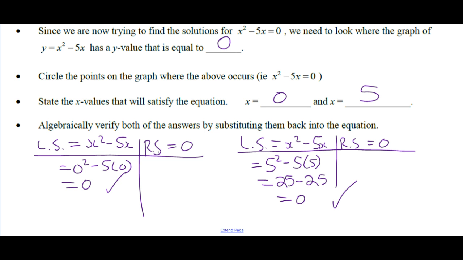And that checks as well. Okay, so we have solved it. We have algebraically verified the solution. So you might get some questions that say algebraically verify, right? And then you have to do that. You have to substitute it in and show.